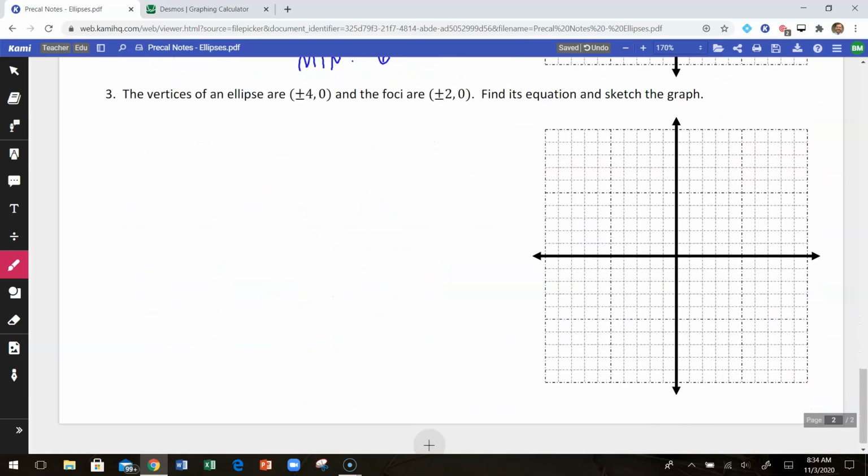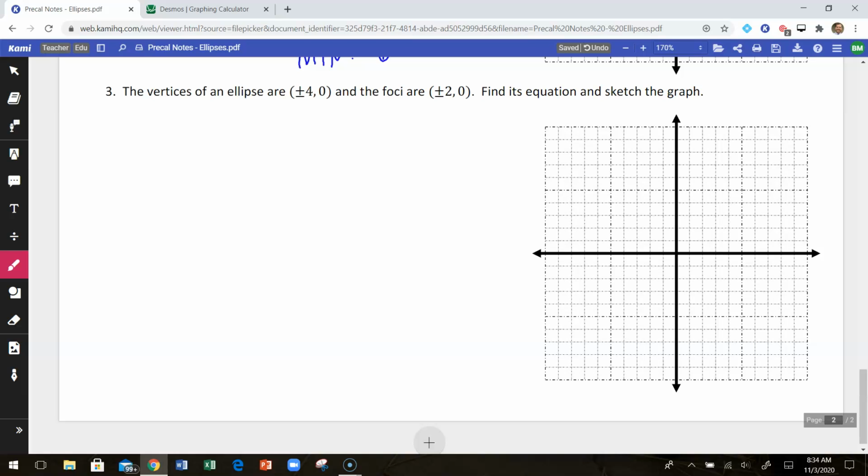Okay, last one. Now we're actually given the coordinate points, and we want to figure out the equation. So if I know that the vertices are at plus and minus 4, 0, that tells me a few things. First of all, I'm going to go ahead and write x squared over plus y squared over equals 1. I know it's going to look like that form. I just have to figure out what the numbers are here.